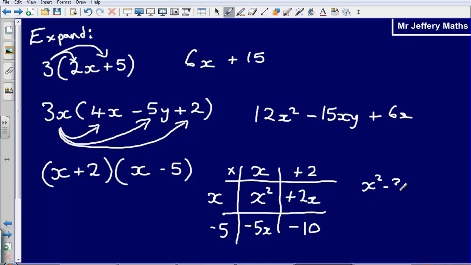minus 3x minus 10. So just basically collecting these two bits here together. I've got x squared, that stays as it is, plus 2x minus 5x gives me minus 3x, and then I've got that minus 10 on the end.